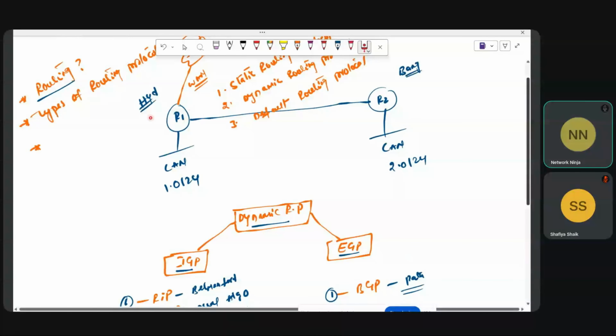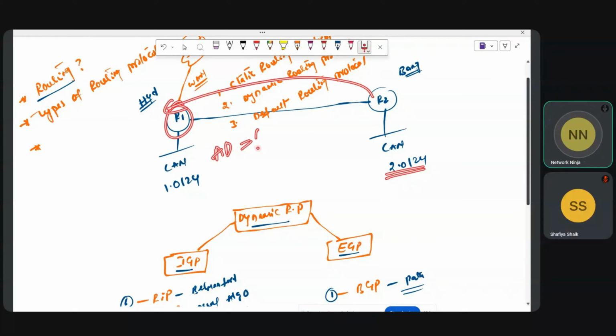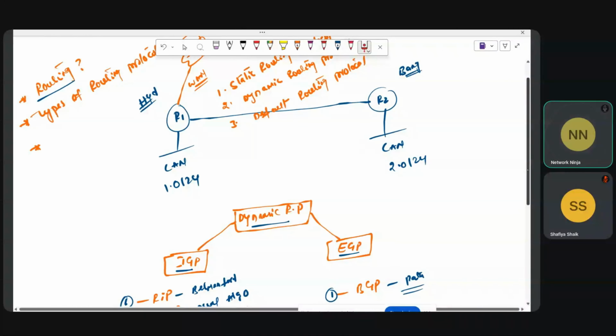You can see here, if I configure a static route as well as a dynamic routing protocol, this router is going to learn this 2.0 route via the static route, because the static route AD value is 1. So whichever has the lower AD value is more preferred or more trusted. So when you configure the routing, you need to be more cautious.